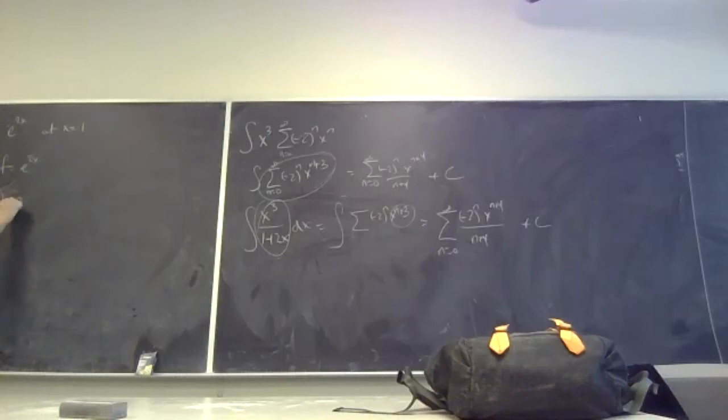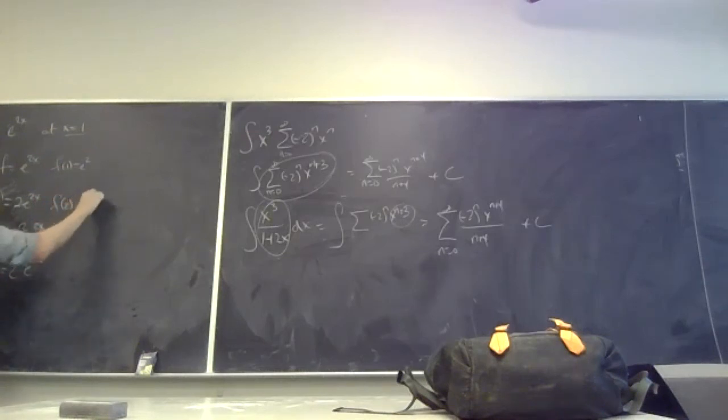f prime is 2e to the 2x. f double prime is, let's be more careful, 2 squared e to the 2x. f triple prime is 2 to the 3rd e to the 2x. I'm going to need some derivatives, right? Now I have to evaluate them at the center of the power series. So f of 1 is e squared. f prime of 1 is 2 to the 1st e squared. Notice I'm being very careful not to simplify away patterns when I'm doing this. I don't want to lose the patterns.